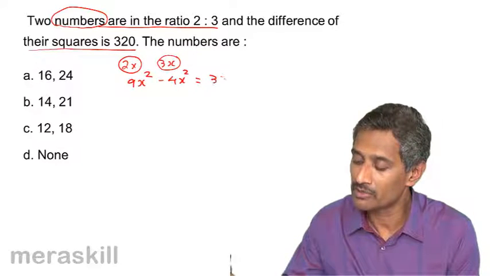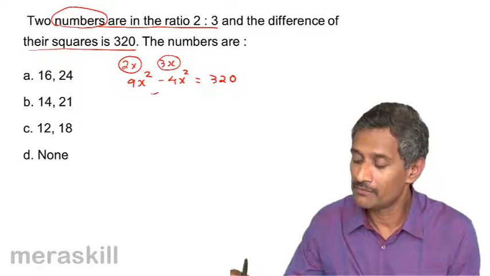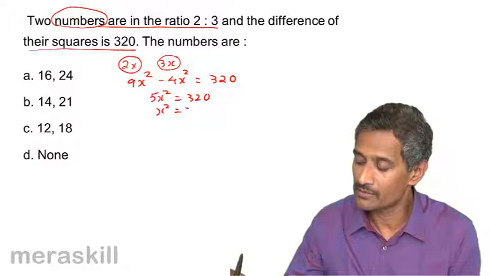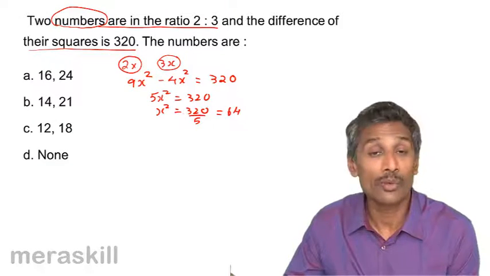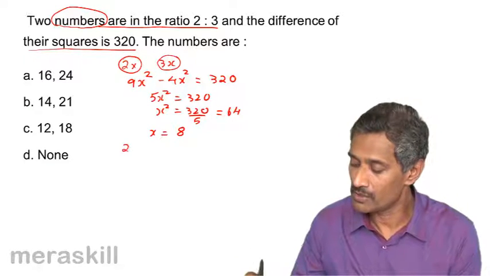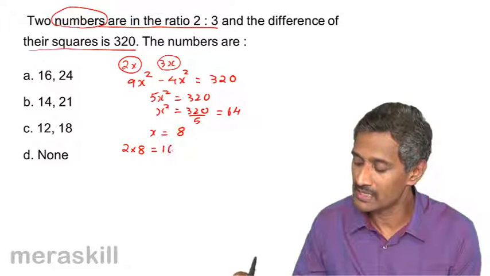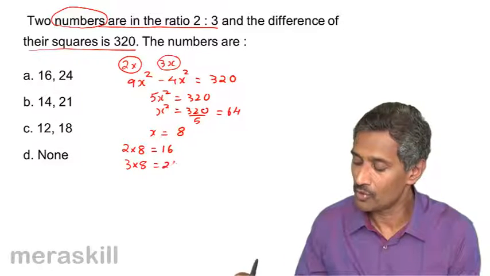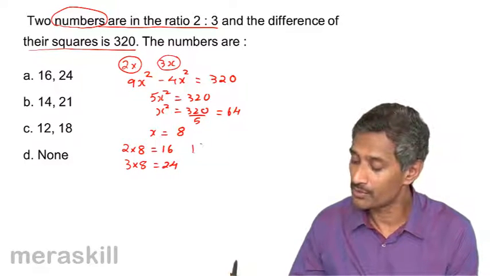This is turning out to be 320 and you get 5x square is 320 and you get x square is 320 by 5, which is 64. X square is 64, so x is going to be 8. So the numbers are 2 into 8, 16 and 3 into 8, 24. So our answer is going to be 16.